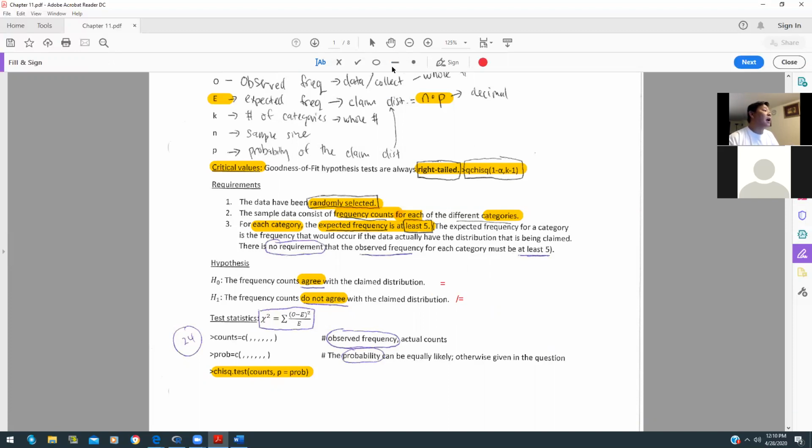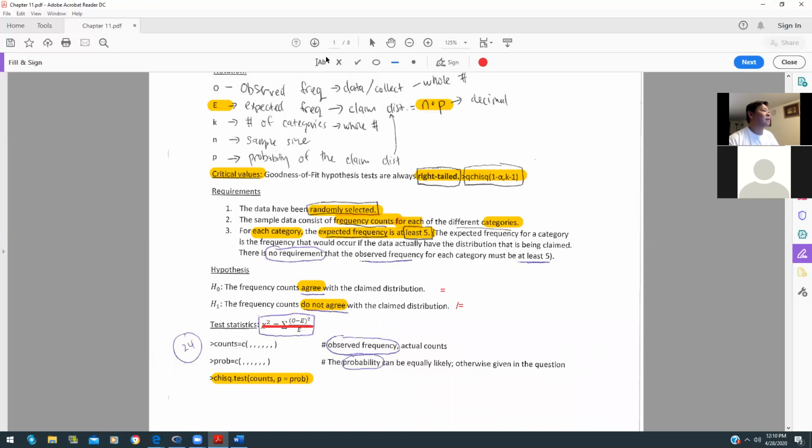Okay, and this is the formula to find your test statistic. If you are using your textbook where they ask you how to find the test statistic, this is how you figure it out. They use a table, but as long as we put this in your R, we will be able to find a test statistic without doing this formula. First, in your R, you have to give me your counts. Your counts in this case are your observed frequency, and then the probability in this case is P.